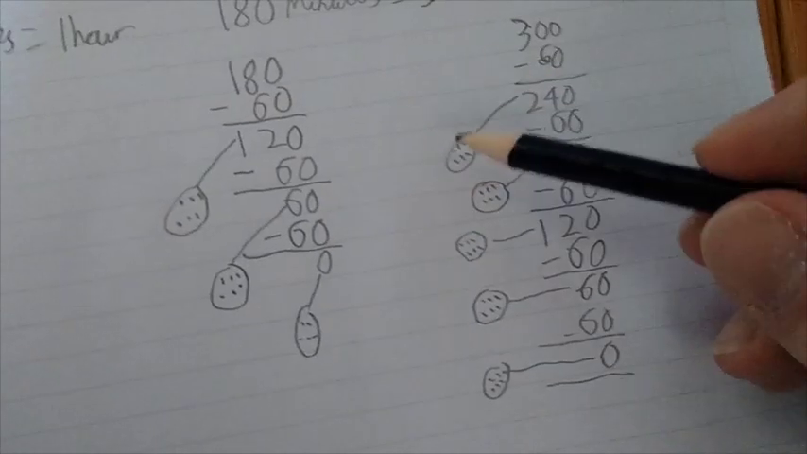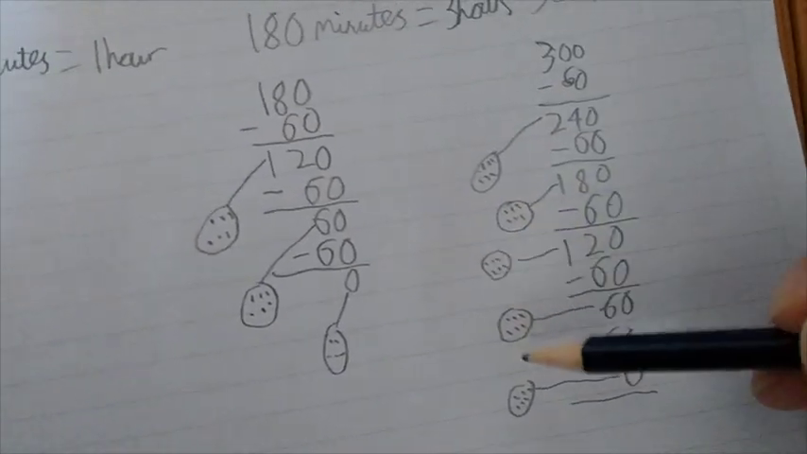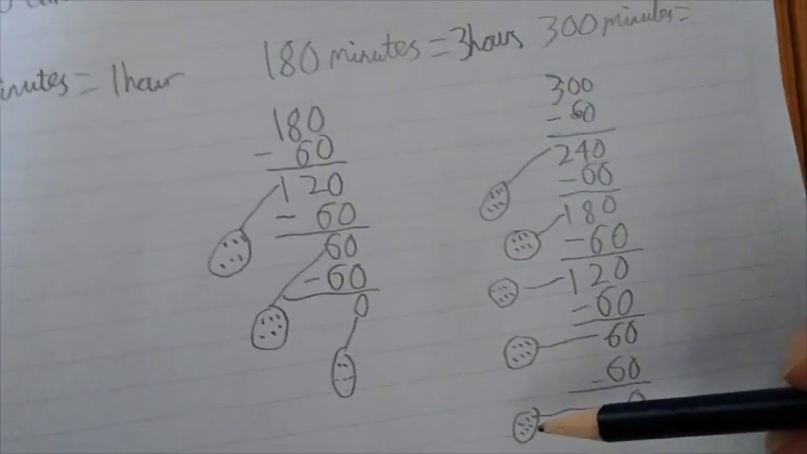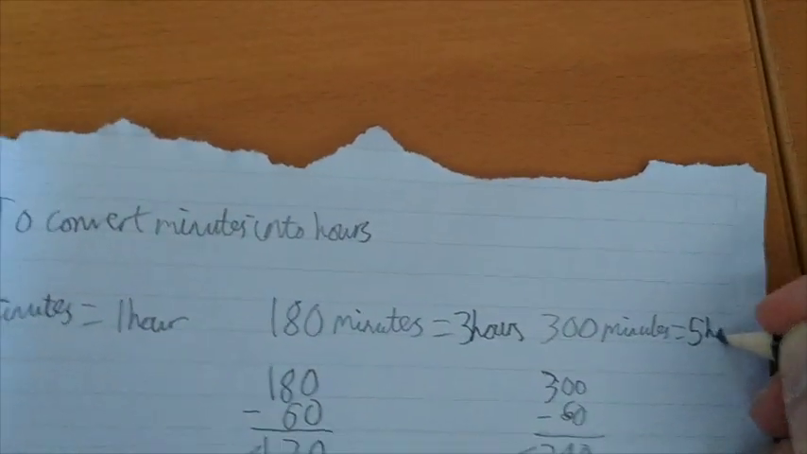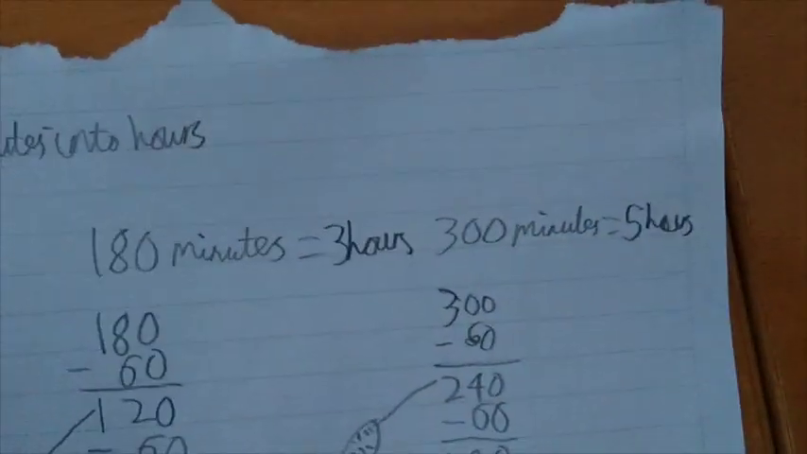So let's count up the bubbles. 1, 2, 3, 4, 5. So there are 5 hours in 300 minutes.